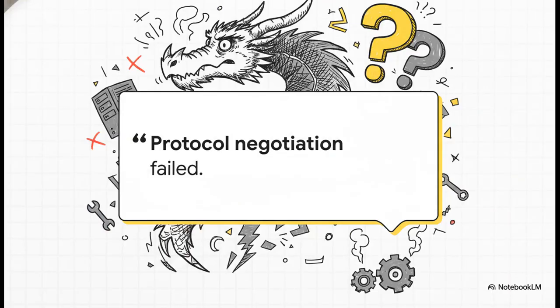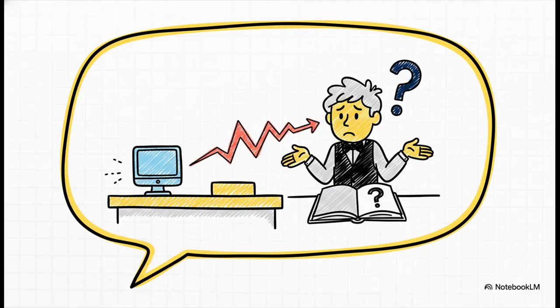There it is, the dragon. Protocol negotiation failed. I know, it feels catastrophic, right? Like you've broken something fundamental. But trust me, it's usually way less dramatic than it sounds. This isn't instant doom, and it's not proof you've messed everything up. Exactly. The whole system isn't on fire, it's just confused.